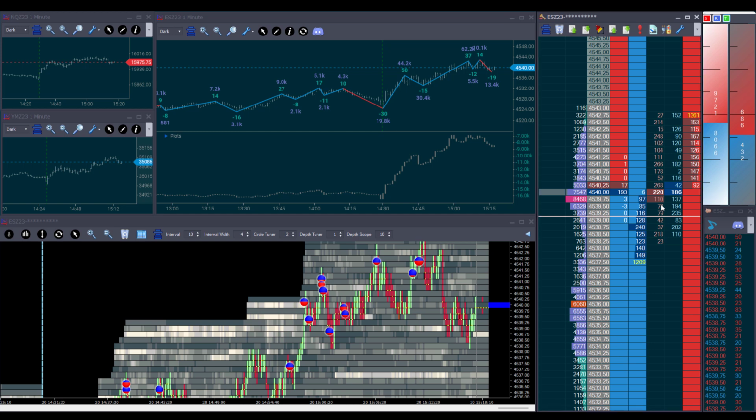We tend to focus our attention on the current trades columns. This is showing the volume being traded right now at the current price points.